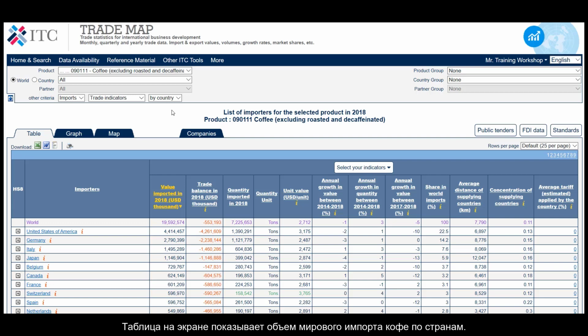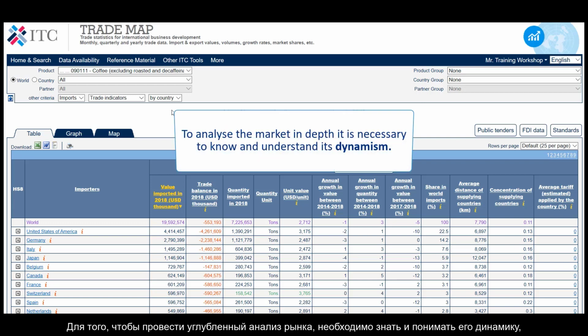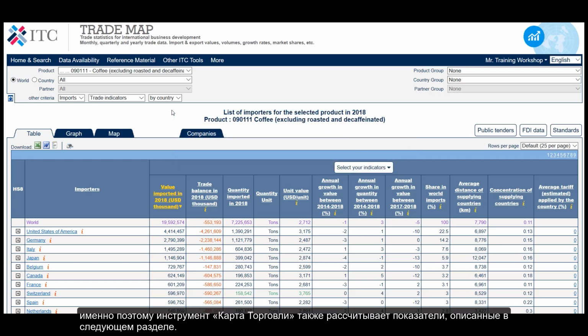The table we are looking at right now shows the global imports of coffee by country. To analyze the market in depth, it is necessary to know and understand its dynamism, which is the reason why TradeMap also calculates the indicators described in the following section.